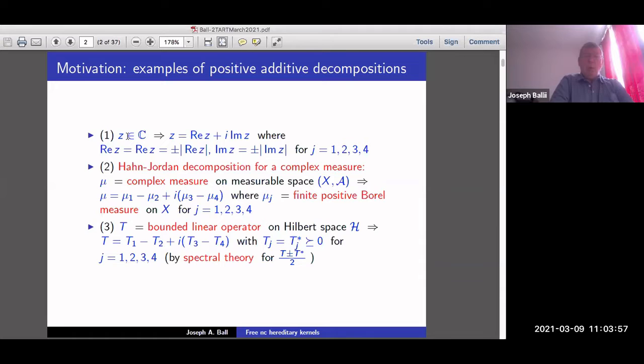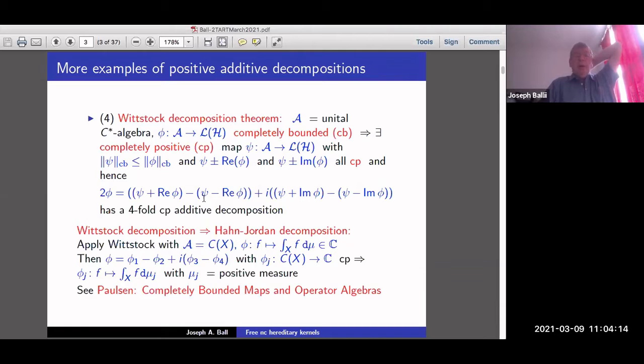And then more sophisticated, well, about the same, a bounded linear operator in a Hilbert space can be decomposed as a linear combination of positive self-adjoint operators. So this is a general theme. Then in operator algebra theory, we have the Wittstock decomposition theorem: a completely bounded map can be written as a linear combination of completely positive maps. So I won't define all those terms now. Either you know them or you don't, but you can.